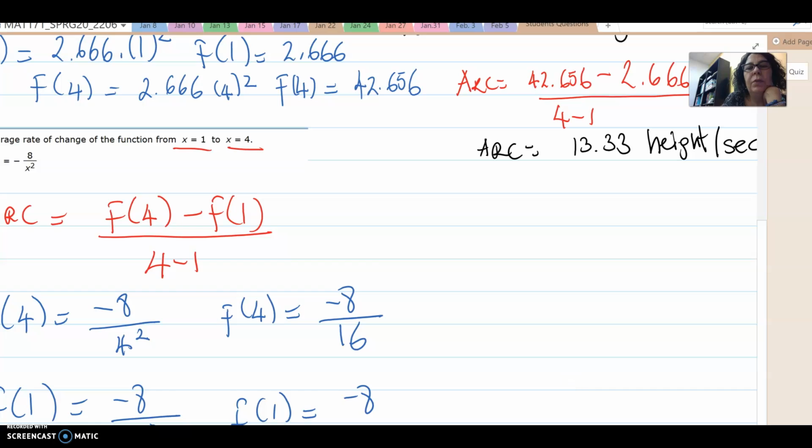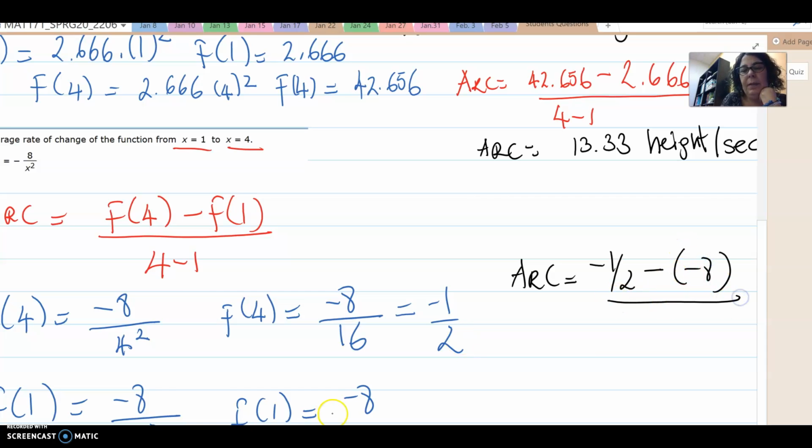So let's do all this. Average rate of change: f of 4 is negative 8 over 16, which simplifies to negative 1/2, right? So average rate of change will be equal to negative 1/2 minus negative 8. Okay, double minus, be careful. All over 4 minus 1, and 4 minus 1 is 3. Now you can do all this in your calculator.